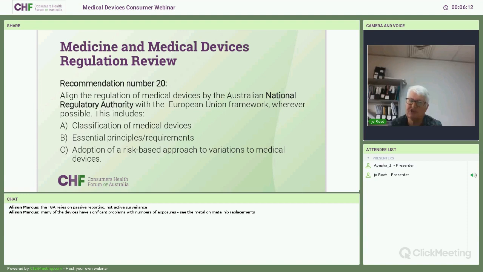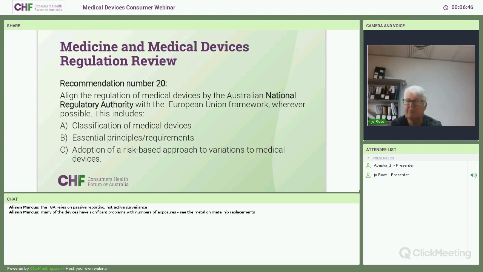We use the same essential principles and requirements, and we take a risk-based approach to variations to medical devices. We're a small player in the medicines and medical device business, which is made up of global businesses. So it makes sense for our regulatory framework to be aligned with the other markets where people might be producing goods, and it allows us some confidence that how we're regulating is in line with others.